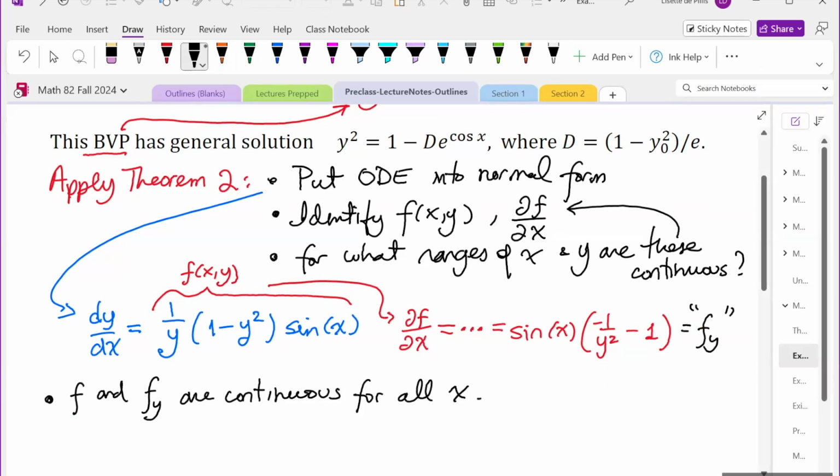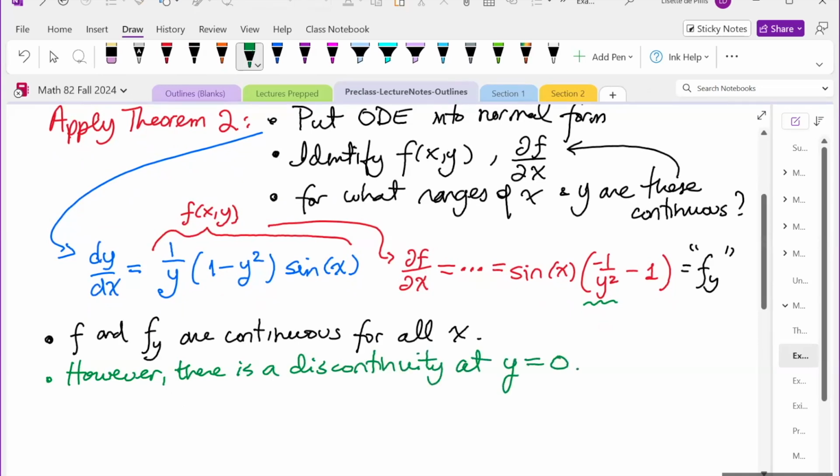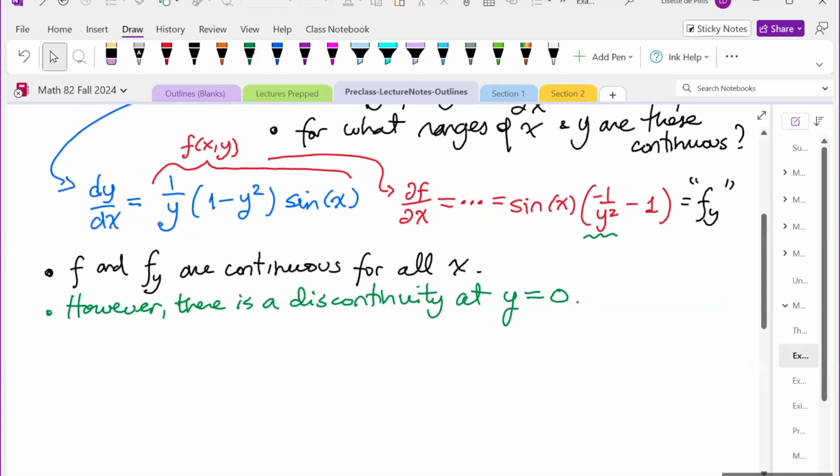However, ideally, you saw a problem for certain y. And of course, that problem is exactly where y is 0 because we do not want to divide by 0. There is a discontinuity at y equals 0. So they are not continuous for all y. They're just continuous for all y except at y equals 0. So what that tells us is we can't actually cross the x-axis.